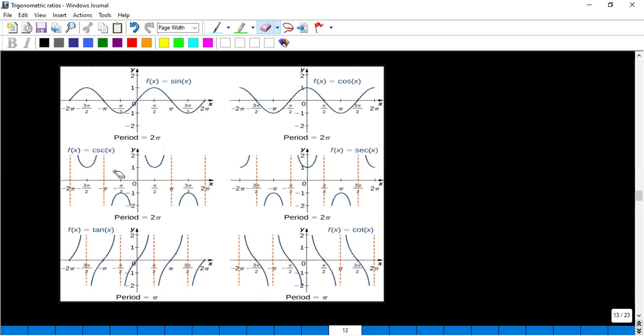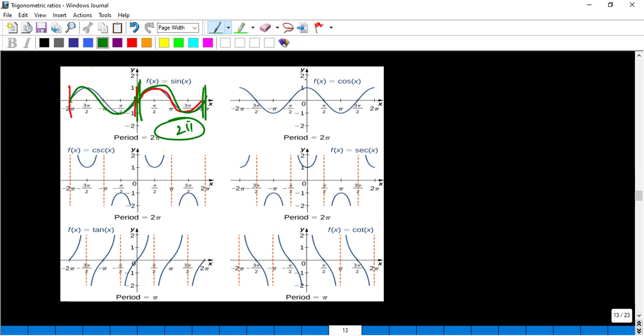Just see this. I have given the diagrams of all the trigonometric ratios for you. If I take the sine function, just observe this portion. I will draw with another color. Okay. This portion is particularly repeating. After this, again, it will come like this. That's why sine function is repeating at every 2 pi.